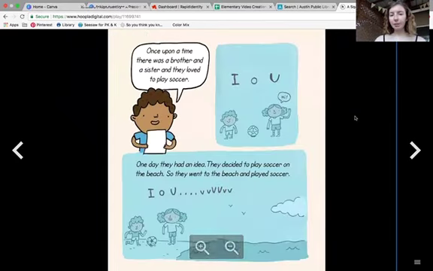Once upon a time, there was a brother and a sister, and they loved to play soccer. This is what he wrote. This is his illustration or drawing. One day they had an idea. They decided to play soccer on the beach. So they went to the beach and played soccer.